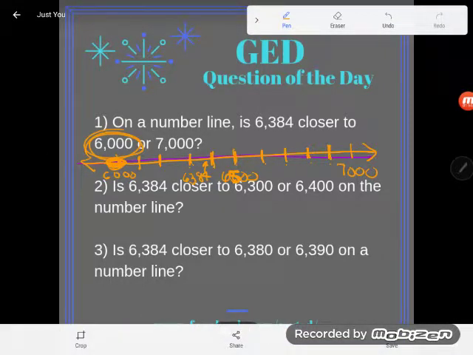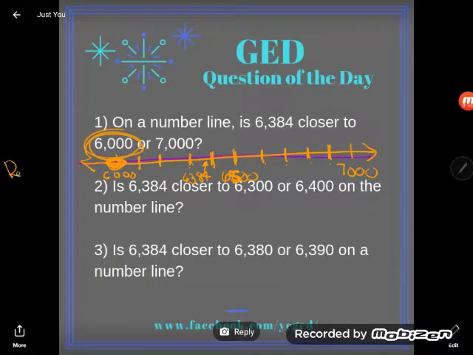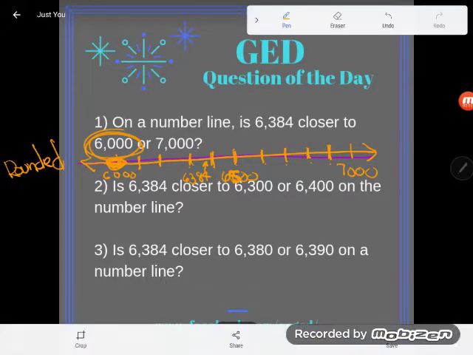Now, you may not have realized it, but what we just did was we rounded to the thousands place. That's what you're doing. When you round to the thousands place, you're asking yourself, am I closer to 6,000 or 7,000? So let's take a look here.